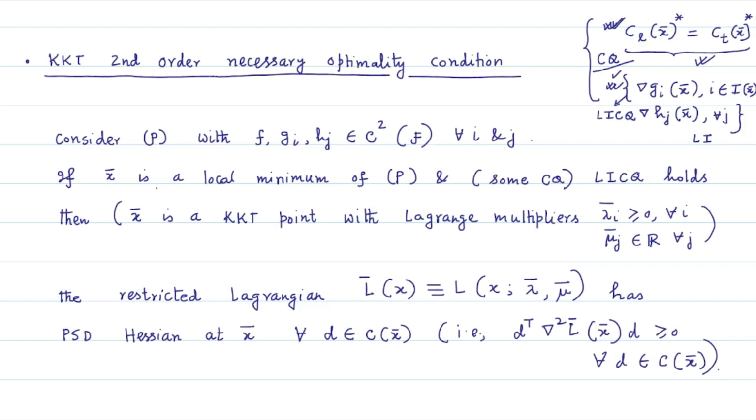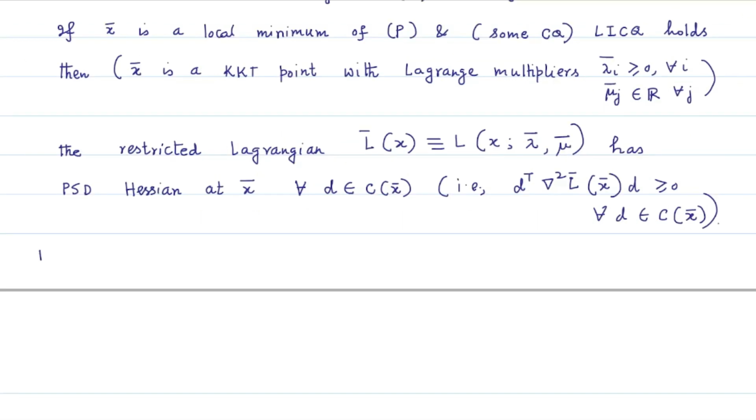That is, if x bar is a local minimum point and some constraint qualification holds true, then the restricted Lagrangian must be positive semi-definite in the set of all directions in C x bar. For a proof of this result, you may please visit the book by Bazaraa, Sherali and Shetty, third edition, on page number 216, where you will find theorem 4.4.3, where this result is proved.